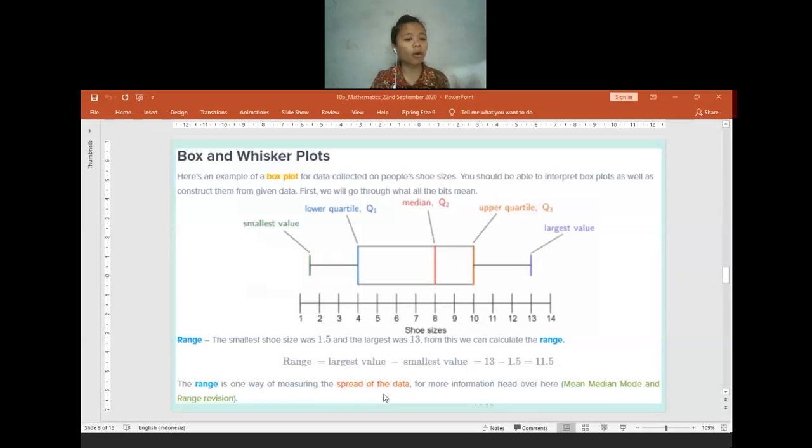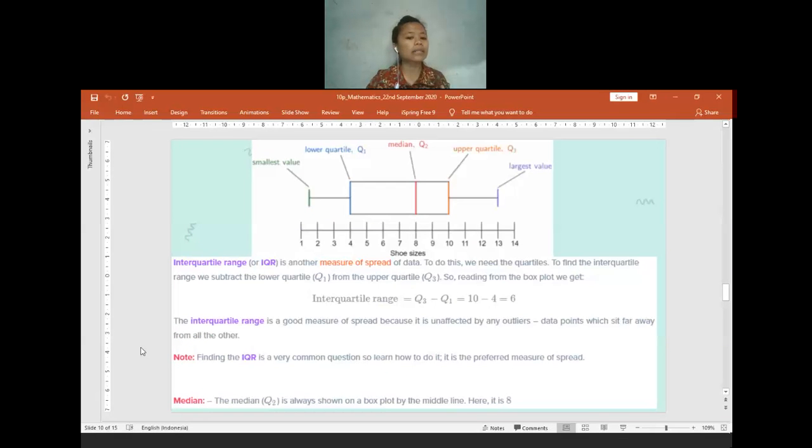More range means the data is more spread out, or you can say that the data is more varied. You can write it in these two sentences. They have the same meaning for making a description based on the range value.